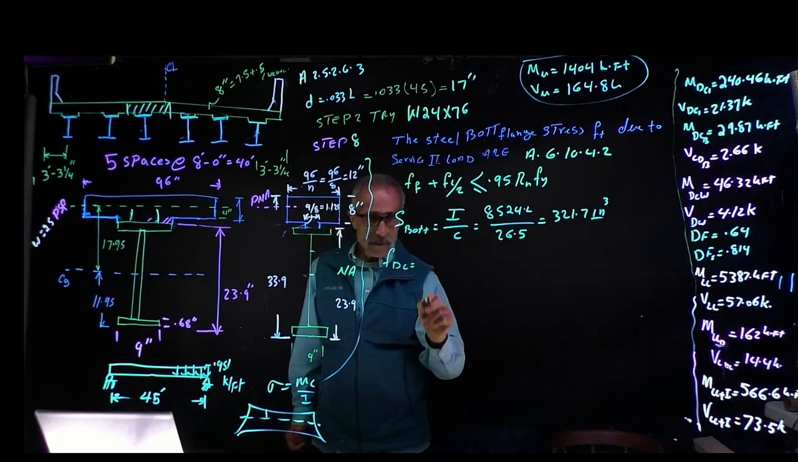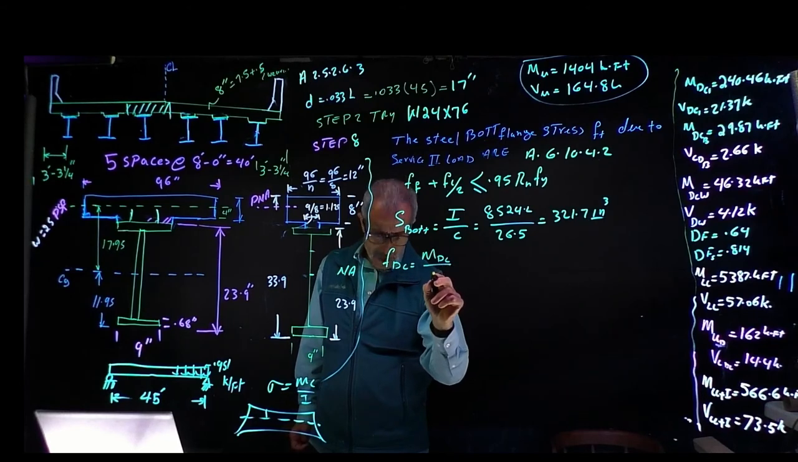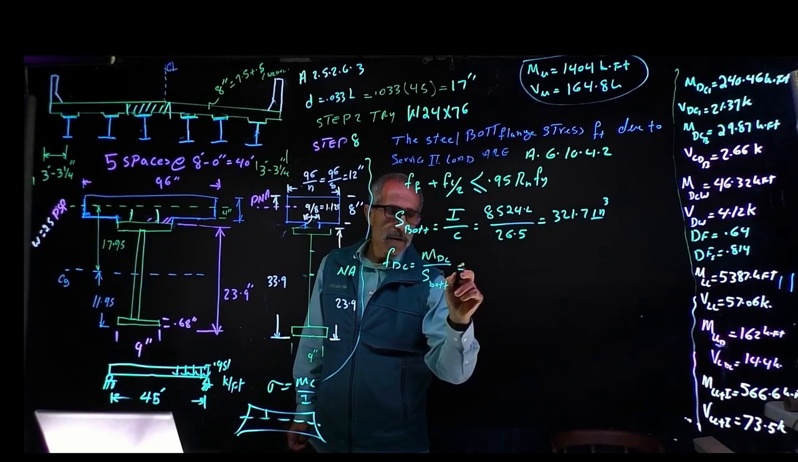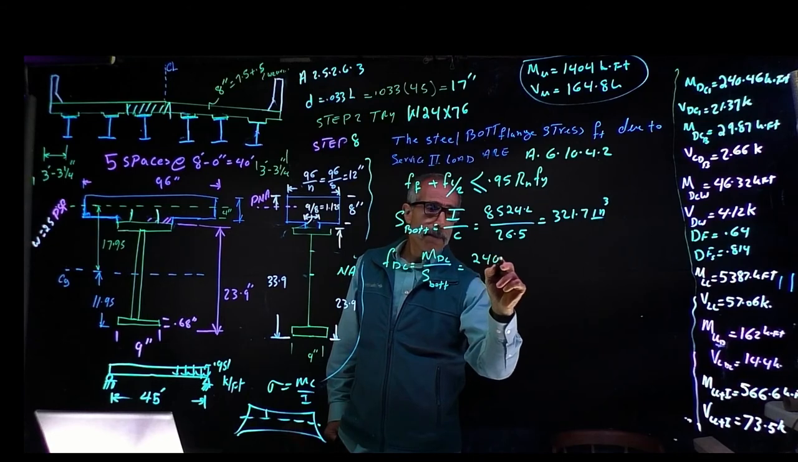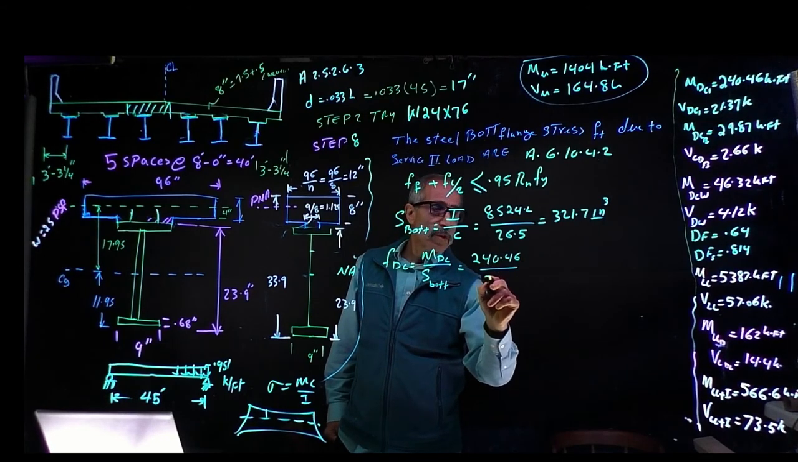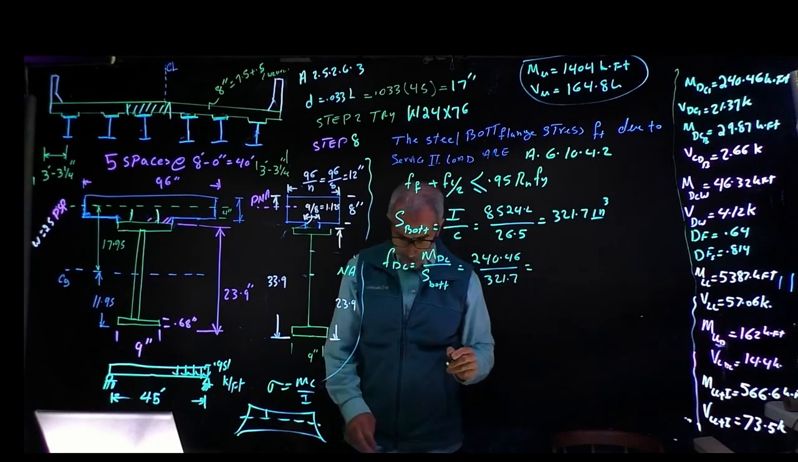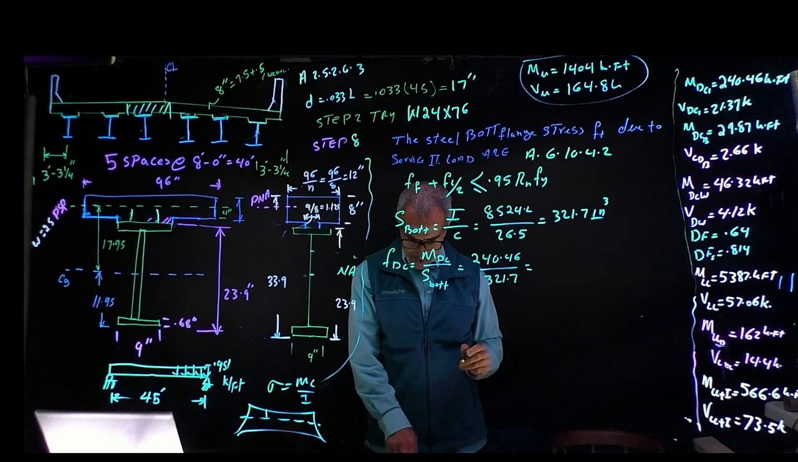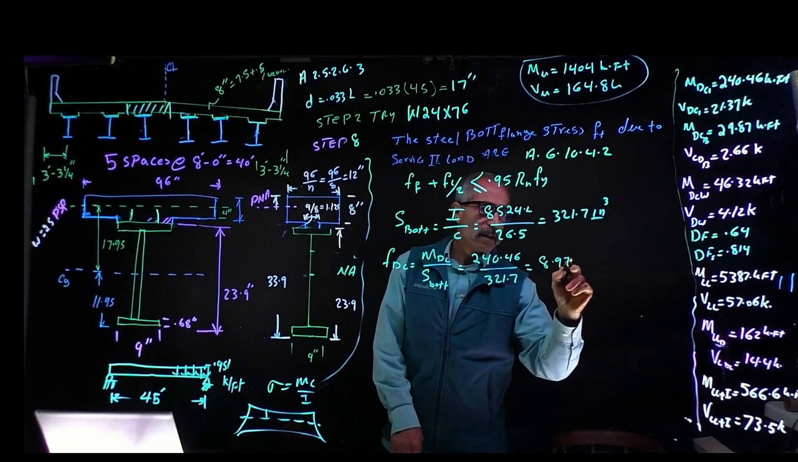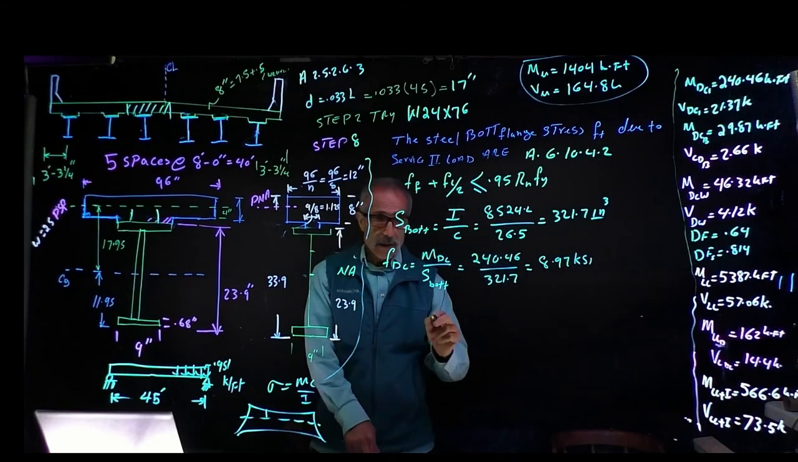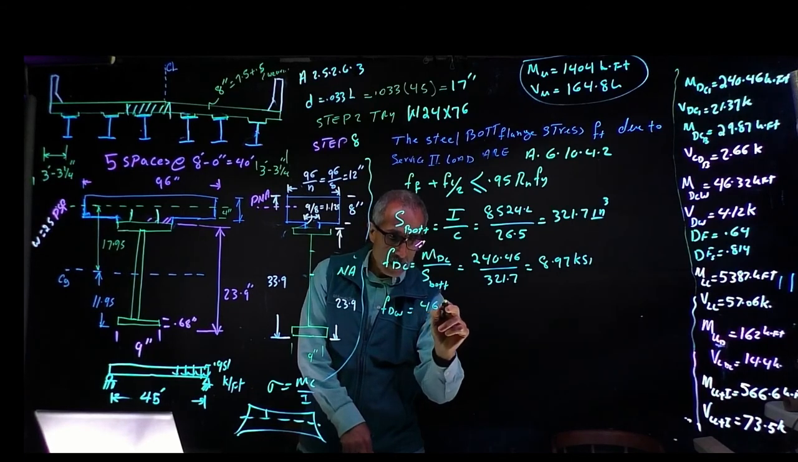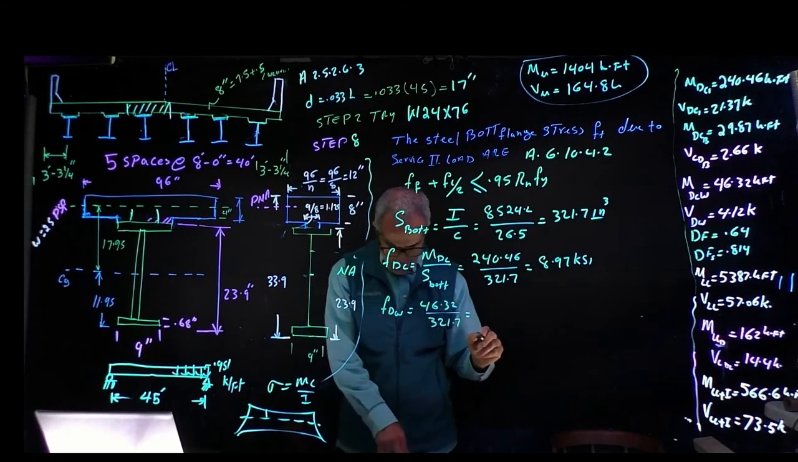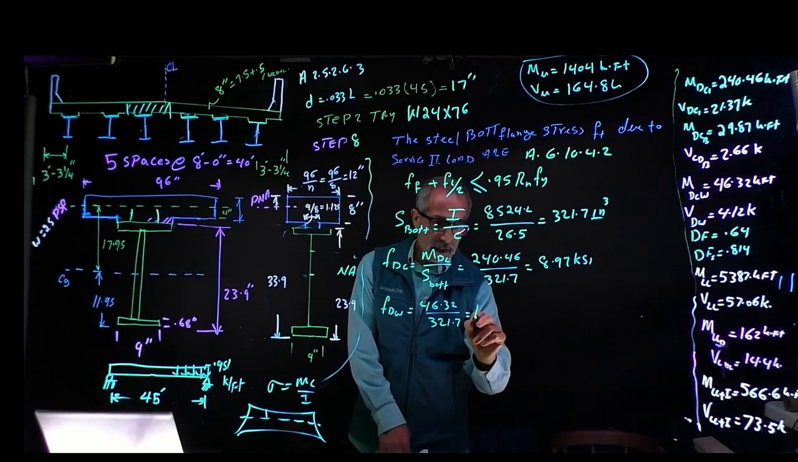So now, FDC is equal to MDC divided by S of bottom. So MDC was 240.46 divided by 321.7, and that comes out to 0.897 KSI. There's one. FDW equals the same thing, 46.32 divided by 321.7, and that comes out to 0.172 KSI.